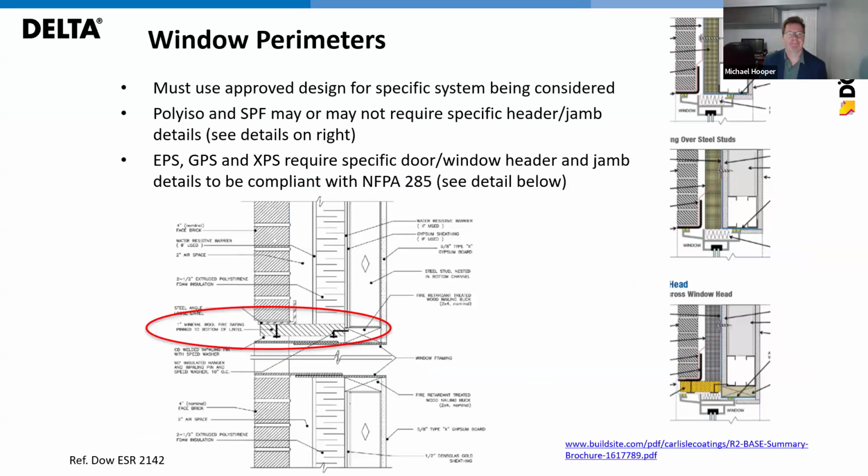When we talk window openings, you must use approved designs for these openings. This is going to be a significant failure point. This is what would introduce fire within the wall cavity between the potentially non-combustible exterior cladding and the combustible materials behind it. So this is really key, and there's no substitutions or alterations that can really be made to this if you do decide to substitute particular products. Polyiso and spray polyurethane foam may or may not require specific header and jamb details. EPS, GPS, XPS all require specific door and window header and jamb details, and they must all be compliant with NFPA 285. Mineral wool, FR treated lumber, all these things can be used to create these header and jamb details.